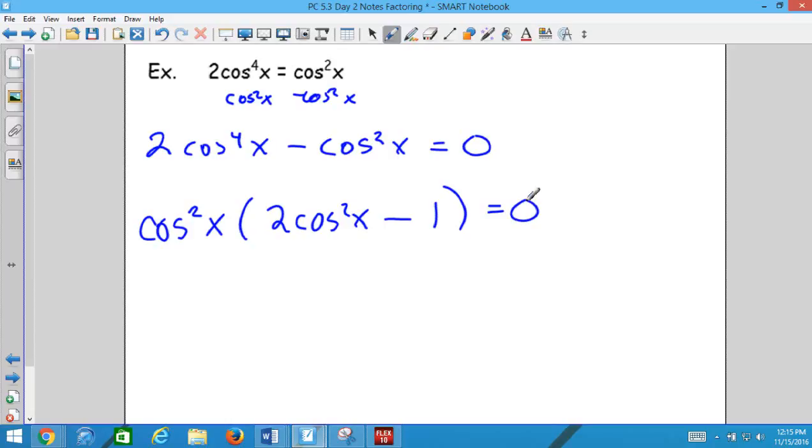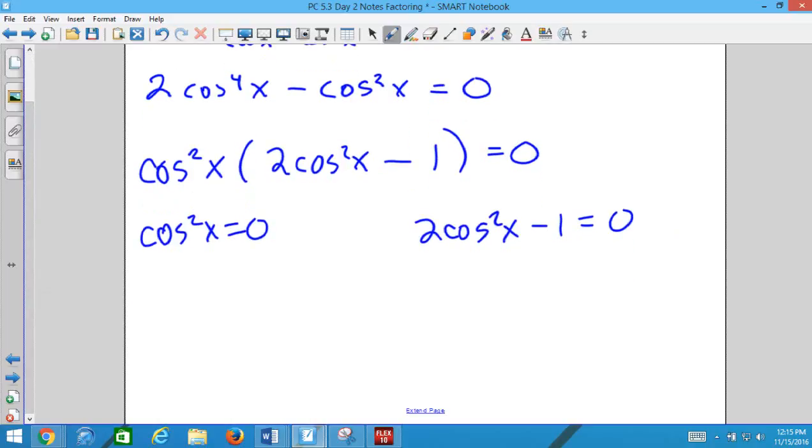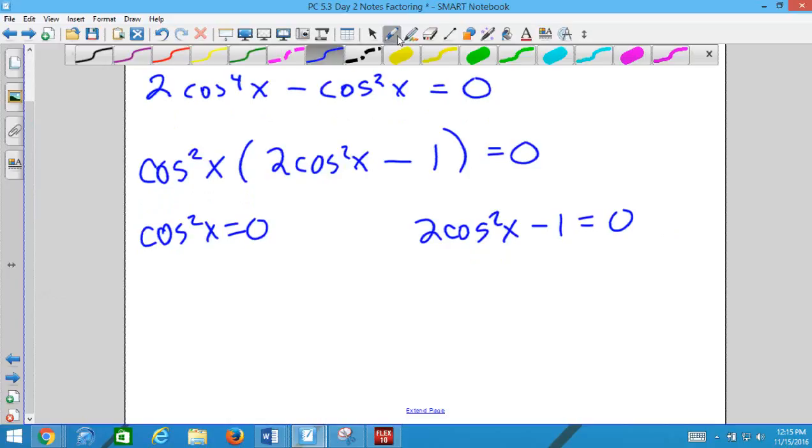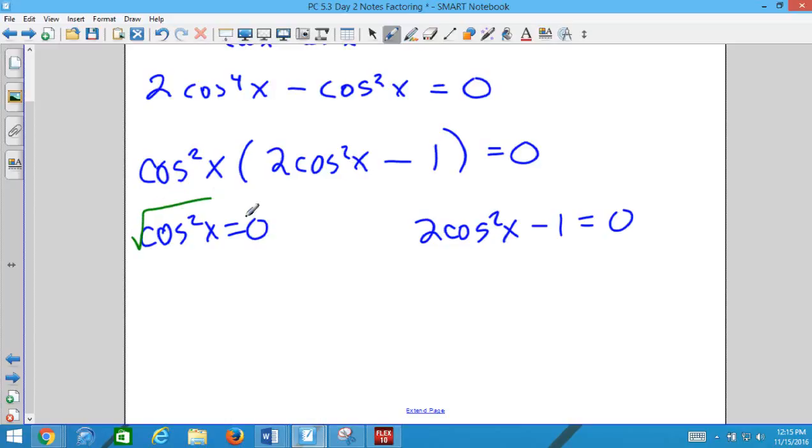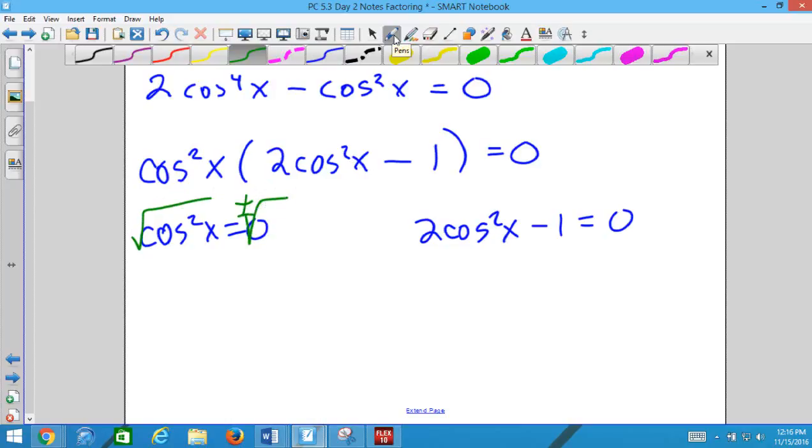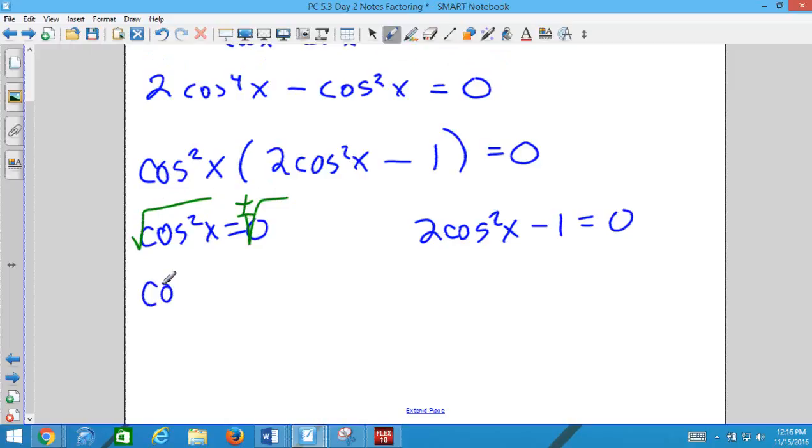We can set each factor equal to 0. Cosine squared x equals 0. And 2 cosine squared x minus 1 equals 0. How do I get rid of the squared? You have to square root, but what happens if I square root with a 0? Plus minus. And then what happens if I square root a 0? 0. So that one stays 0.